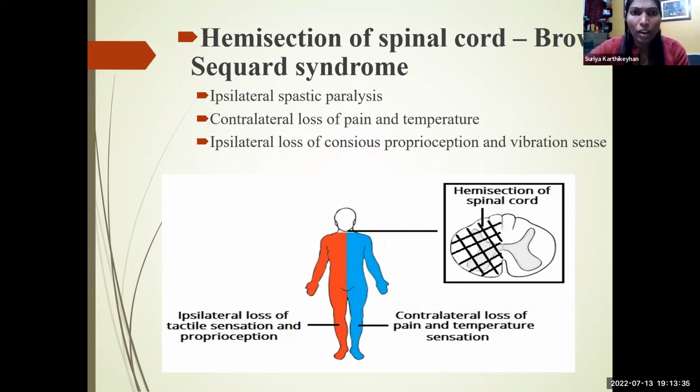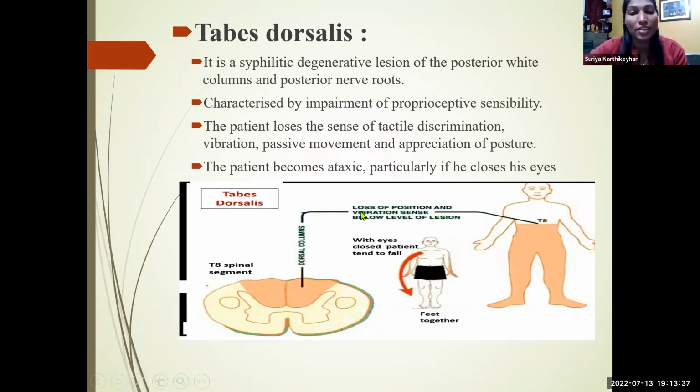And then one more thing is tabes dorsalis. Tabes dorsalis is nothing but syphilis. In case of syphilis, there will be degenerative lesions involving the posterior column. The posterior column is mainly concerned with funiculus cuneatus and funiculus gracilis, which carry all the general sensation from the lower limb and the upper limb. So there is loss of position, vibration sense, two-point discrimination, and conscious proprioception in the lower limb.